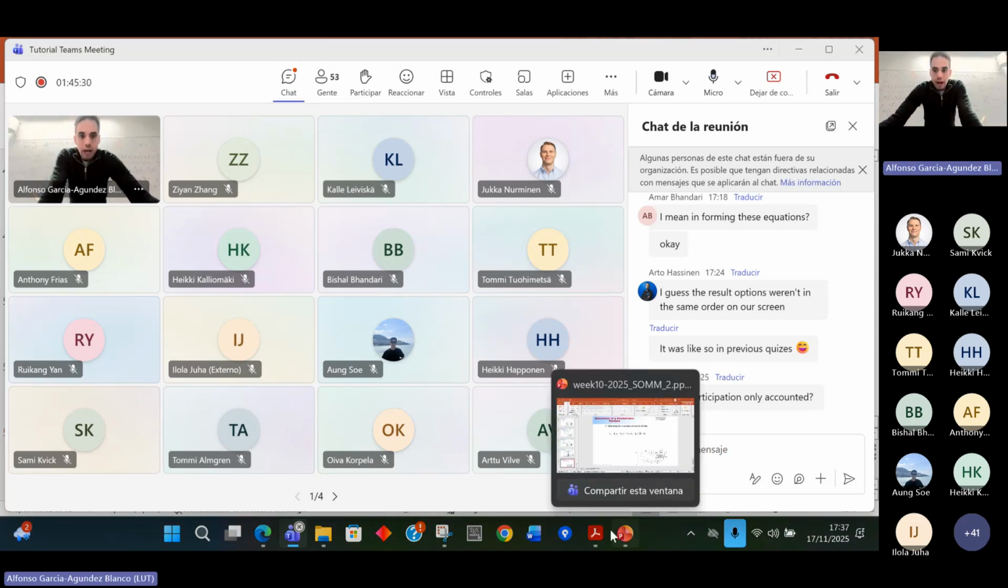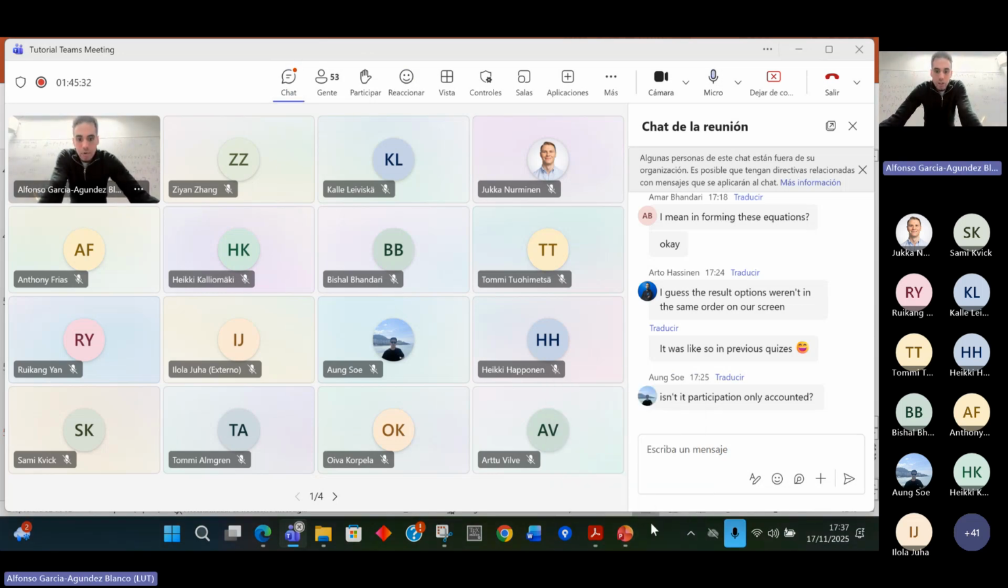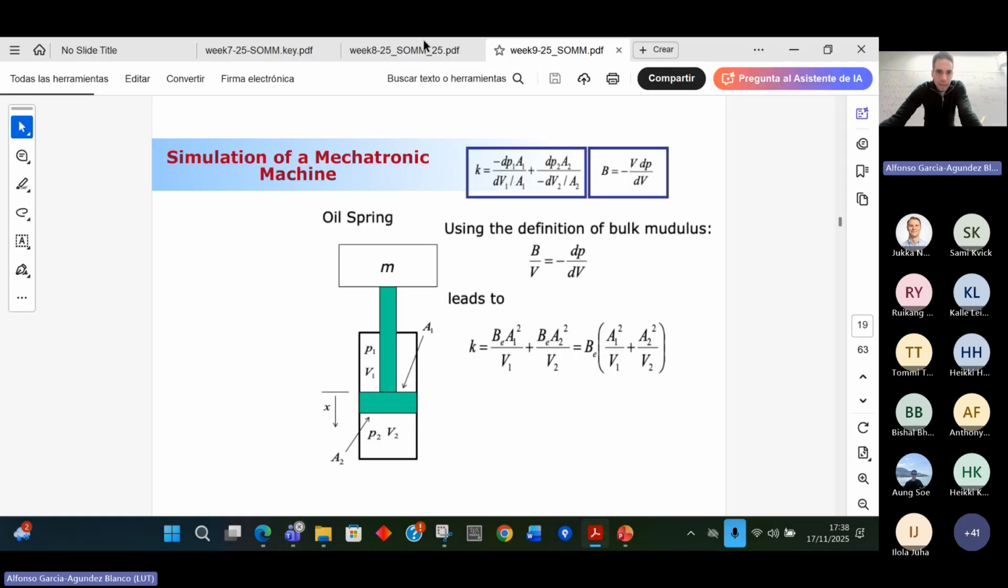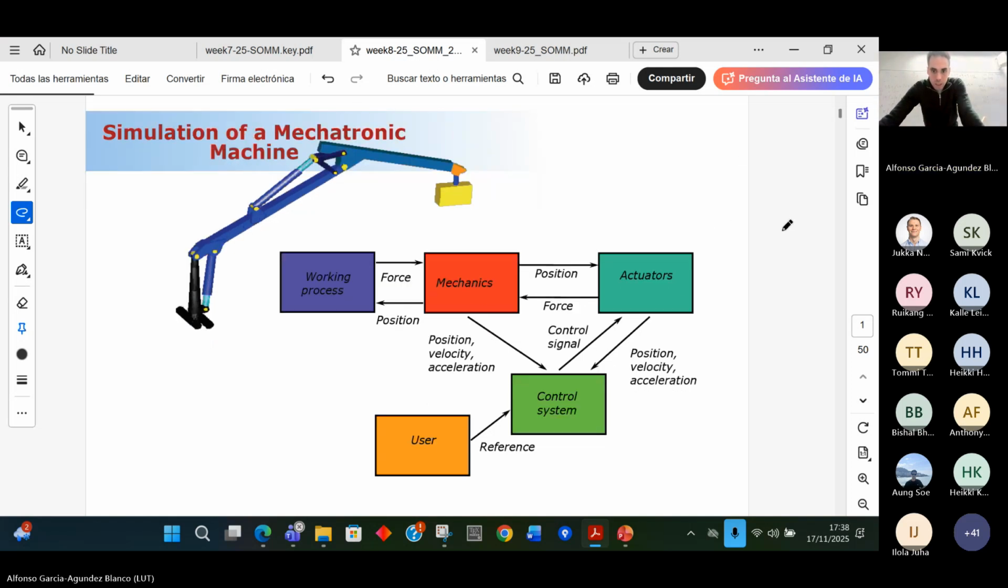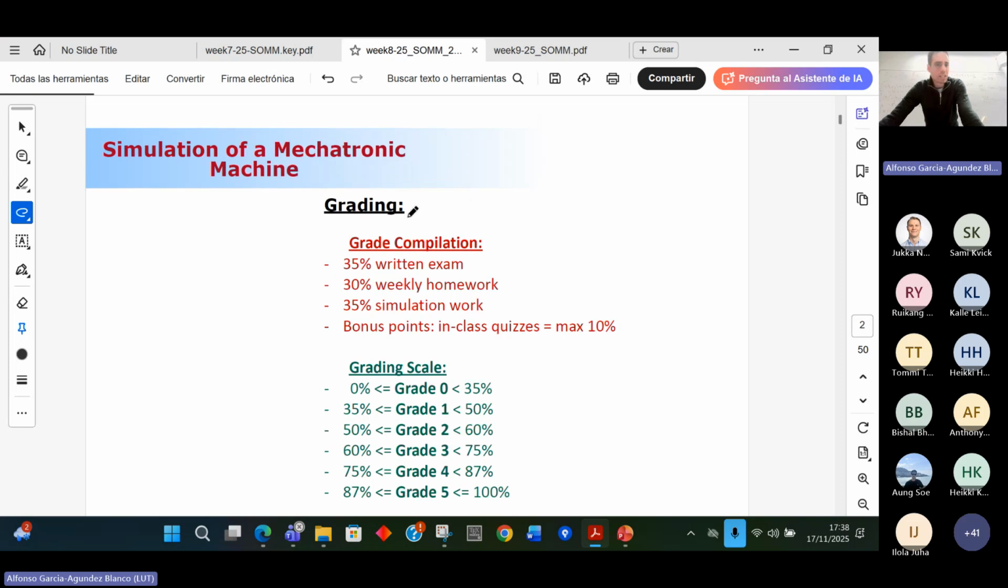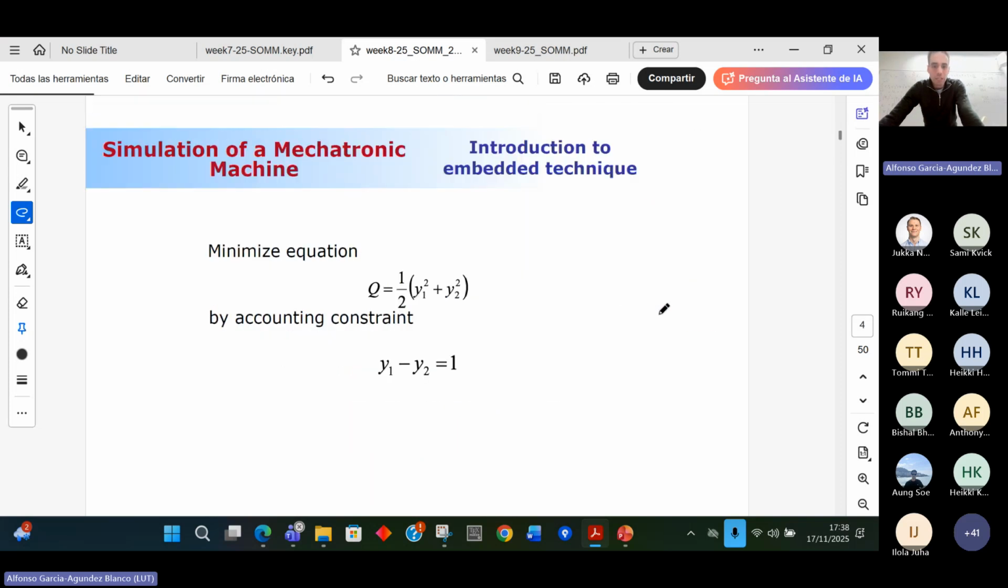Perfect. So now I'm going to move to the slides 8. Please, do you all have access to slides 8 right now? I want to comment on this just in case you have some question related to it in the exam, about this week 8 slides that we didn't do the lecture for. Since it was after the midterm exam, you have here a summary of the computation of the grade and the objective.